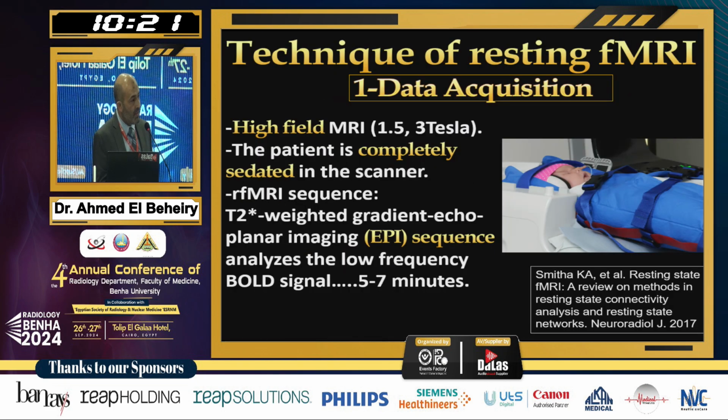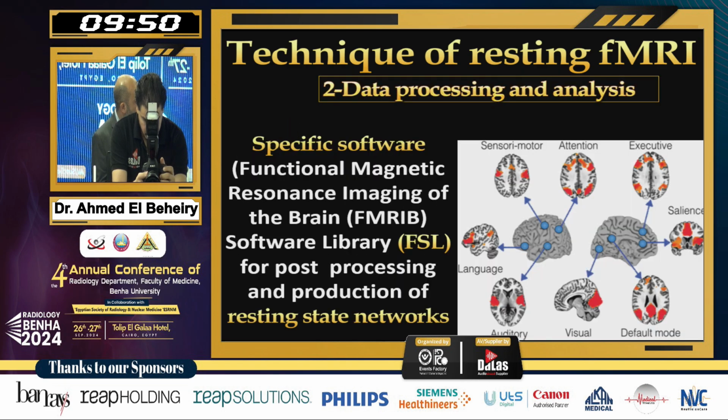As regards the technique of this resting state, it is divided into three main parts: data acquisition, followed by post-processing and interpretation. As regards data acquisition, it should be done on a closed magnet. 3 Tesla is better than 1.5. The patient is completely sedated, and the technique is gradient echo planar imaging sequence. This covers the entire brain in 2 seconds, and this is repeated 200 times, so the sequence takes about 5 to 7 minutes.